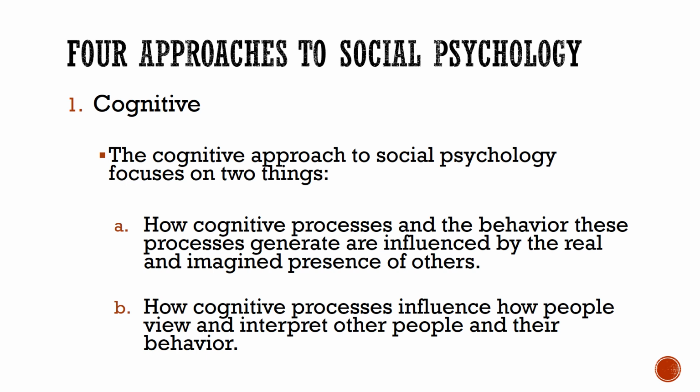The cognitive approach to social psychology focuses on two things. First, it focuses on how cognitive processes and the behavior these cognitive processes generate are influenced by the real and imagined presence of others. For example, how does a person who is one's social superior influence his thinking and his emotional experiences? And what behaviors do these thoughts and emotions generate? The second thing the cognitive approach focuses on is how cognitive processes influence how people view and interpret other people and their behavior.